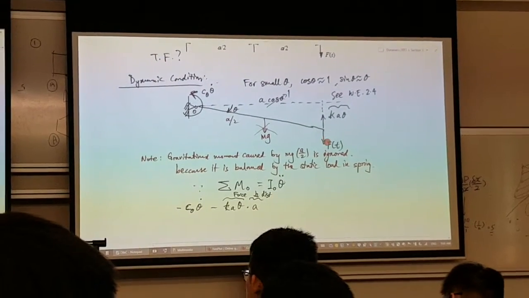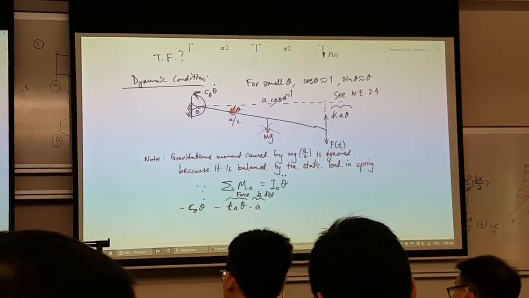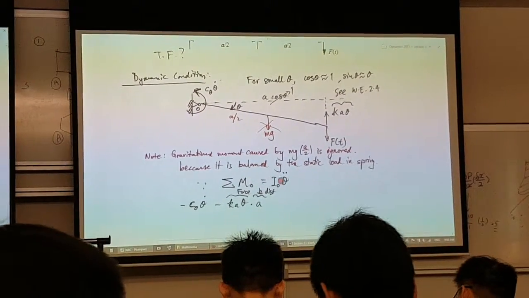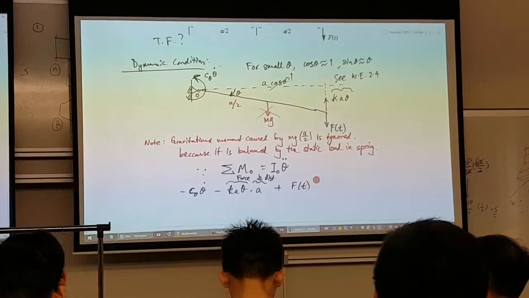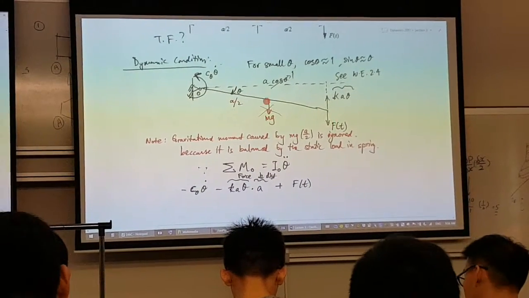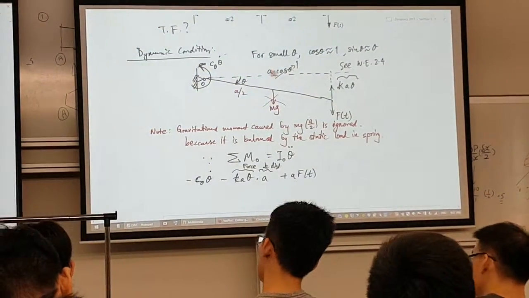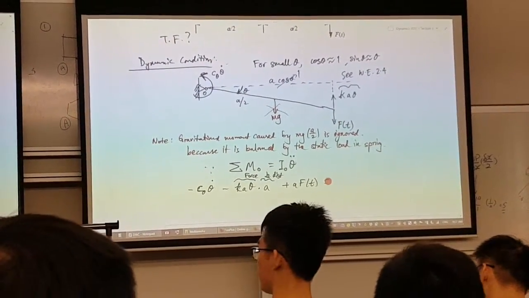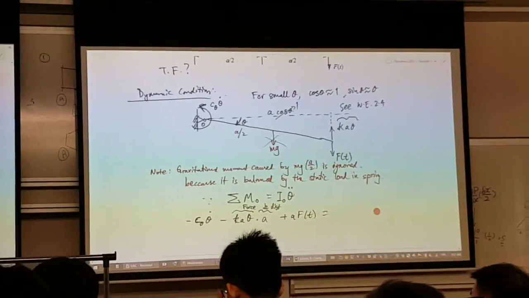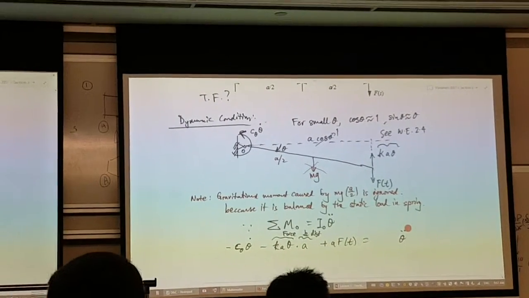And then now the last part of the force is in the same direction as my convention. It's going clockwise as well. So plus Ft is just the force multiplied by the distance A. Right? The same A value. So the whole thing equals I naught theta dot dot.